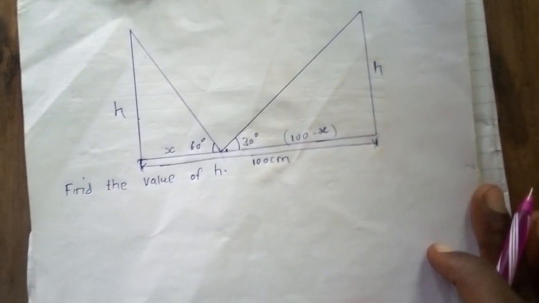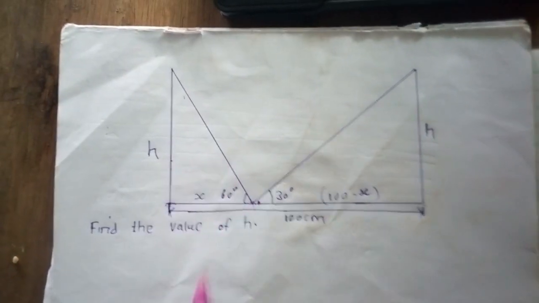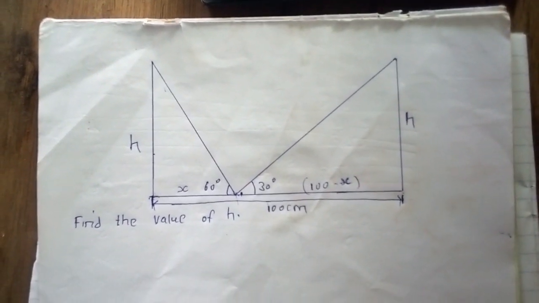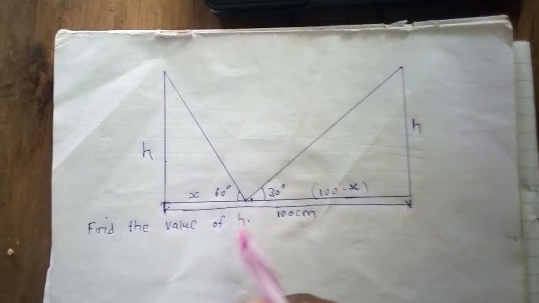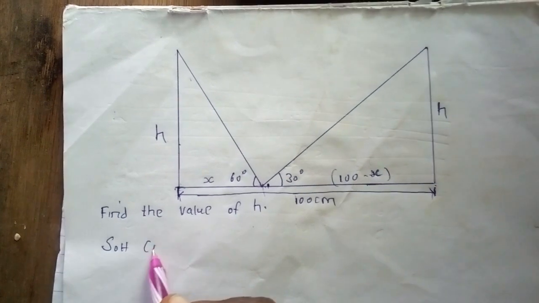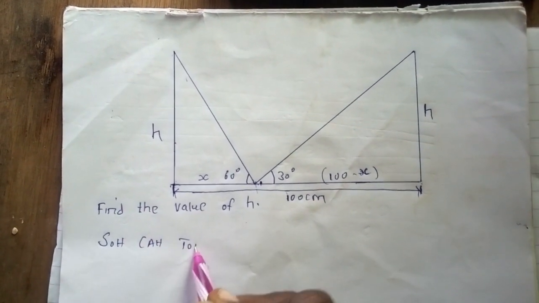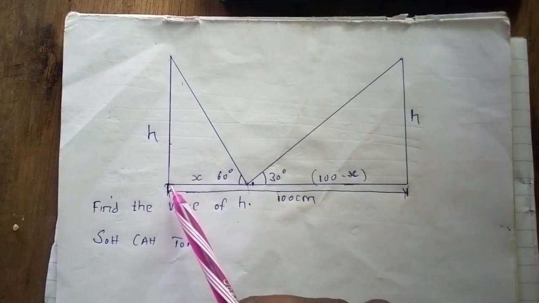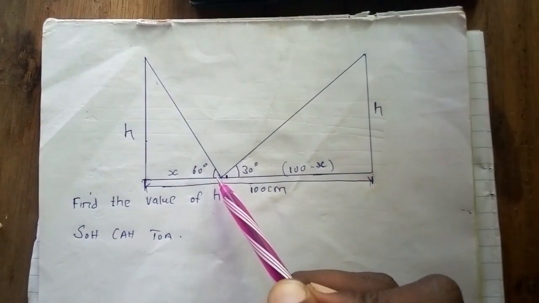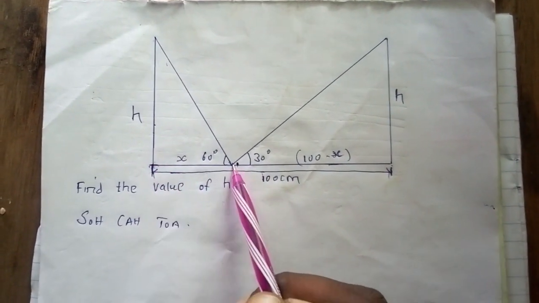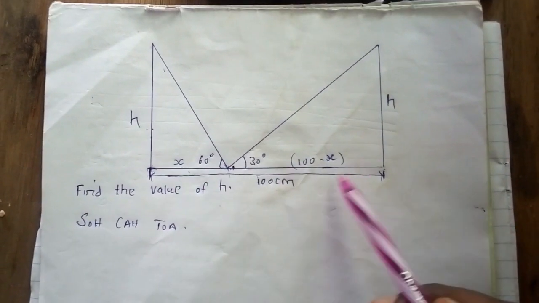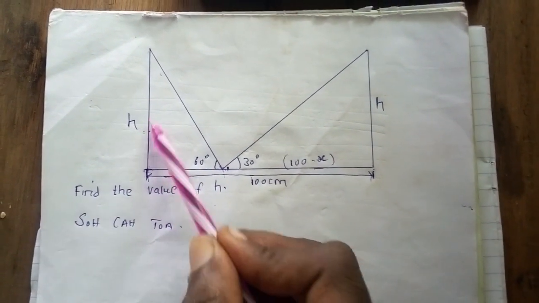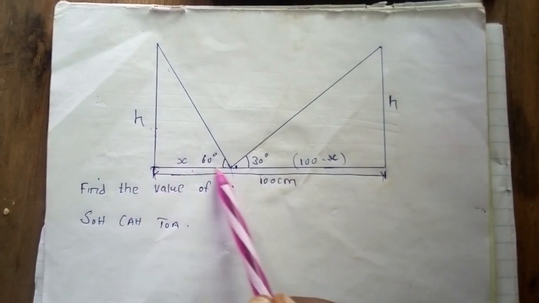So now let's start by finding this height. We are going to use trigonometric ratios, and we have three trigonometric ratios: sine, cosine, and tangent. In this case the height is the opposite side to this angle, so we use h and x, and here also we use h and 100 minus x. We have the height as the opposite side and we have the adjacent side.